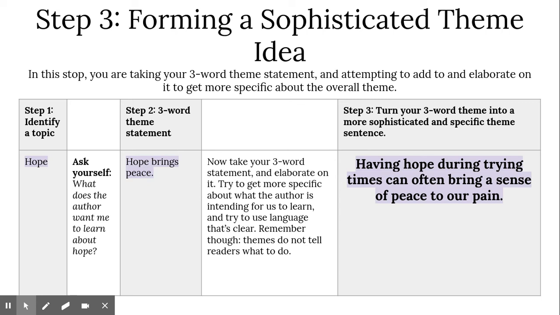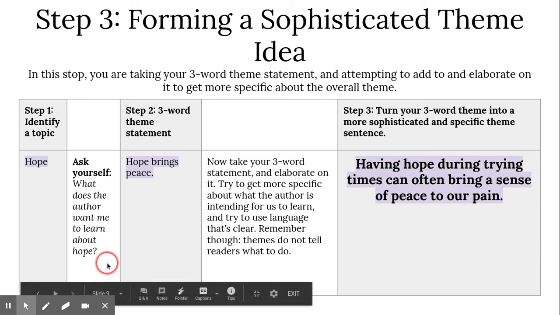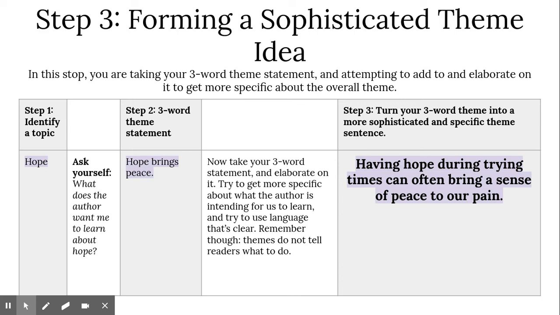So here is an example of all 3 steps together, guys. Here's step 1, identify a topic. My topic is hope, okay? In order to get to step 2, I ask myself, what does the author want me to learn about hope? Then I answer that question using 3 words only. Hope brings peace. Now I look at this 3-word statement and try to elaborate on it by getting a little bit more specific about what the author is intending for us to learn.